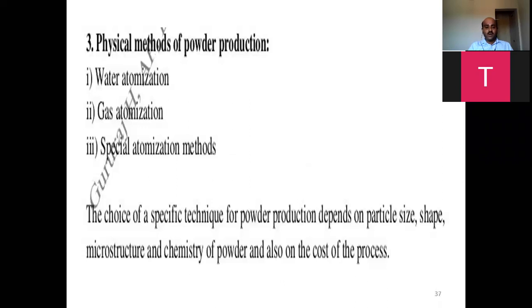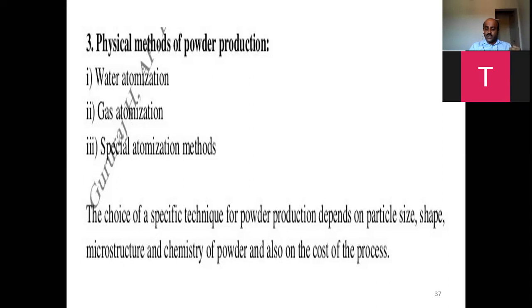And the third category is the physical methods, which we call atomization. So there are three different ways in which you can get powders by physical methods. One is called water atomization, second is called gas atomization, and third is called special atomization. You can produce the powder by any one of these methods, not an issue.